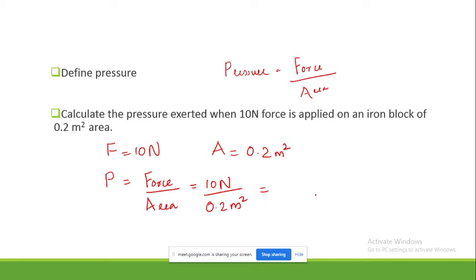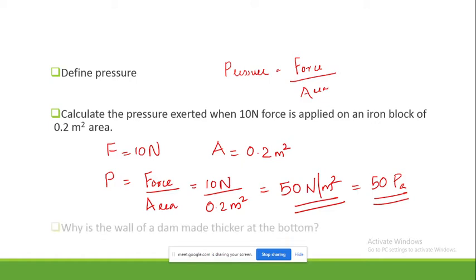50, ma'am. 50 what? So tell me the unit. 50 Newton per meter square, ma'am. Yeah, 50 Newton per meter square. Do you remember the other name for pressure? Pascal, ma'am. Yeah, correct. 50 Pascal. So we can even write it as Pascal. So this is how you calculate pressure. So I think all of you remember now. We solved so many problems that day.